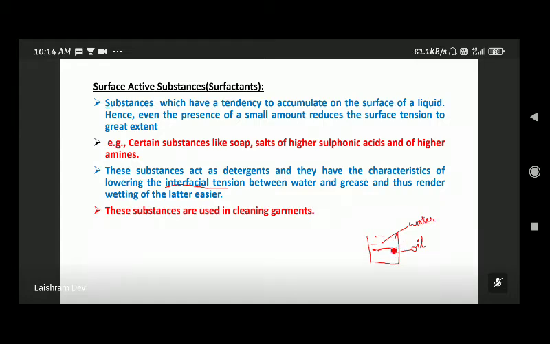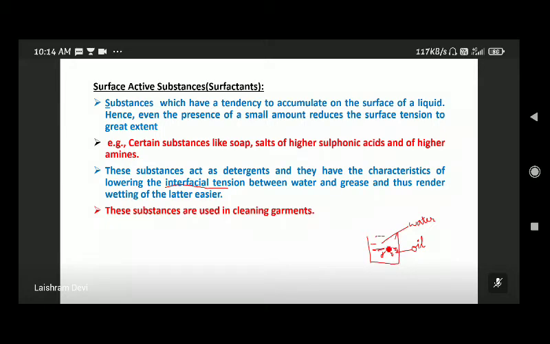Okay. Suppose we have a molecule of oil here. One molecule of oil here. On this side, it will be experiencing force of attraction between two oil molecules. Another oil molecule is there, another oil molecule is there.